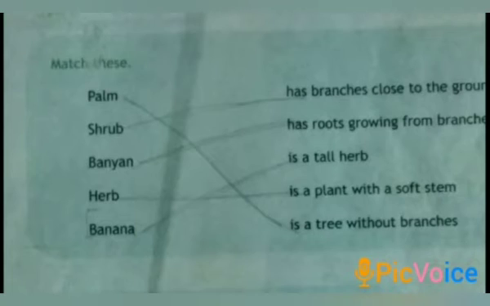Next one, match these. Palm, shrub, banyan, herb and banana. The palm is a tree without branches. Next one, shrub. Shrub has branches close to the ground. Banyan has roots growing from branches. Herb is a plant with soft stem. Banana is a tall herb.